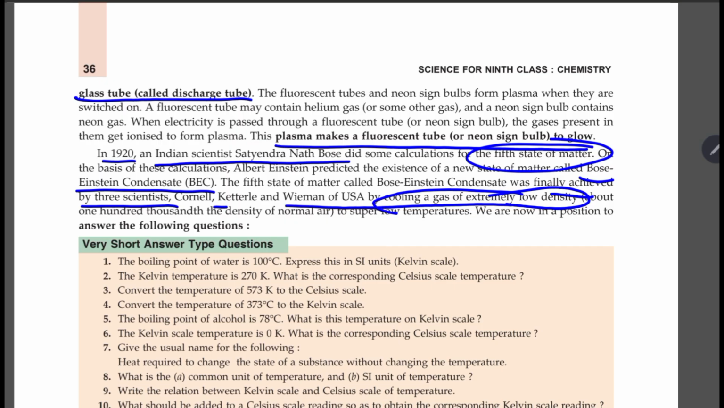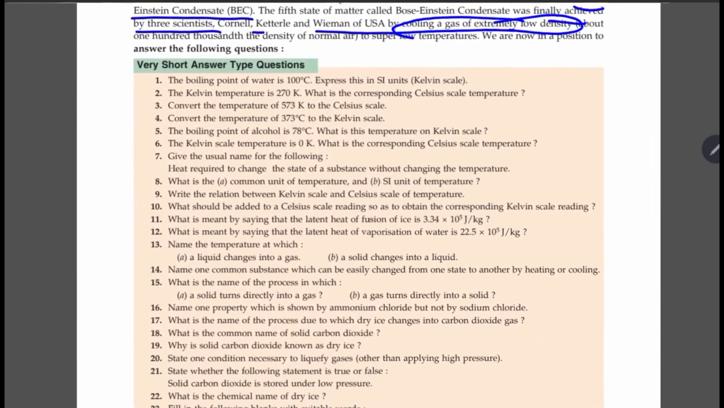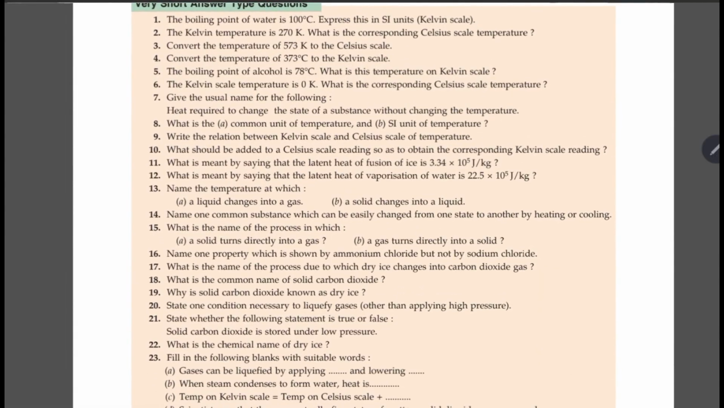Okay, so now you need not go into the details of the plasma state or the details of BEC, but just keep in mind that these are the fourth and the fifth state of matter.